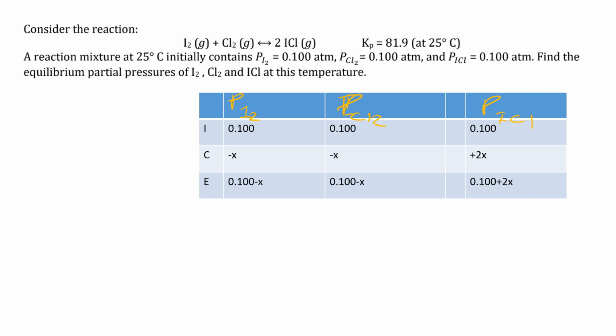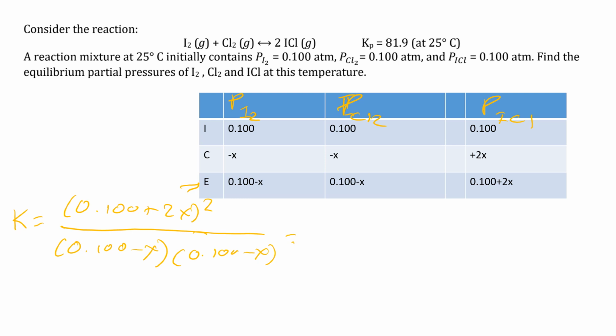So what I'm going to do now is solve for my K, my equilibrium expression, with what I have at equilibrium and then set it equal to 81.9. So K equals, using from before, 0.100 plus 2x squared over 0.100 minus x times 0.100 minus x, set equal to 81.9.